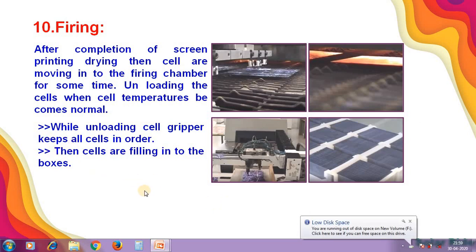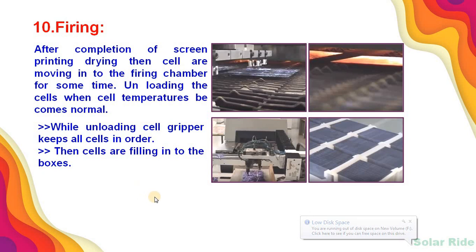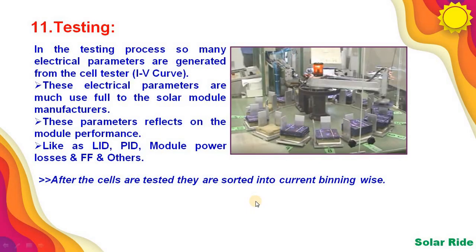While unloading, the cell gripper keeps all cells in order. Then the cells are filled into the boxes. This is the firing stage. The next one is testing. In the testing process, many electrical parameters are generated from the cell tester, called the IV curve.